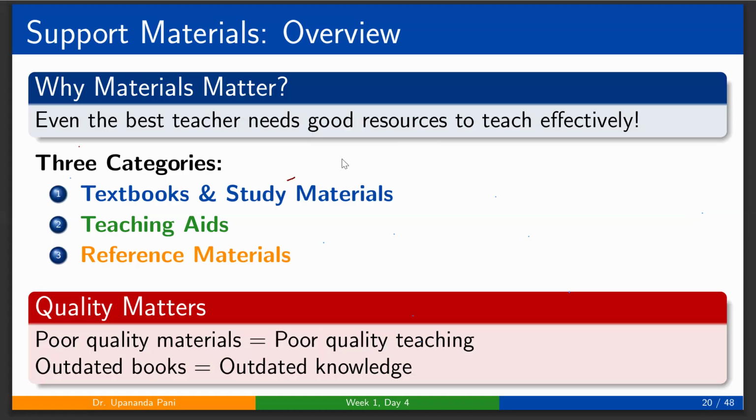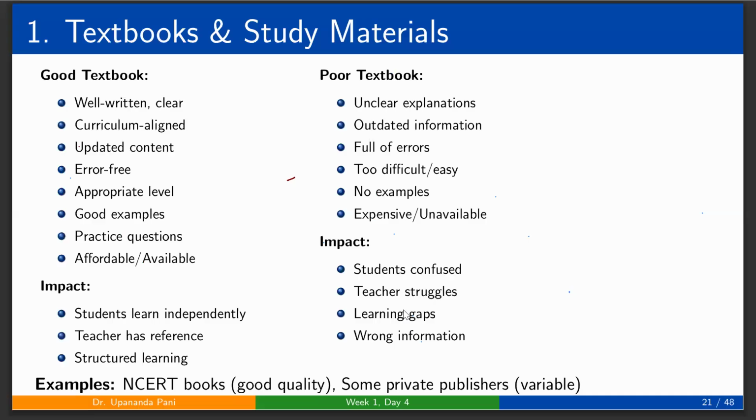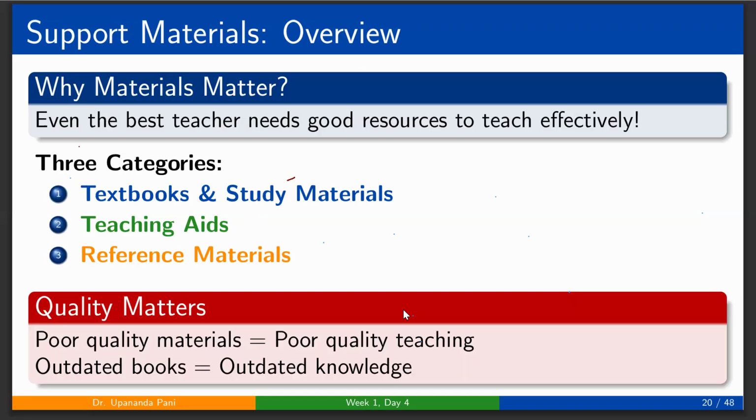So there are three categories of support materials. One is textbooks, study materials, teaching aids, and reference materials. Quality also matters. If you have poor quality materials, it is equal to poor quality teaching. If you are following outdated books, it means outdated knowledge. So that is why support materials are very important. Now we will quickly go through these three dimensions, because today the session is getting a little lengthier.